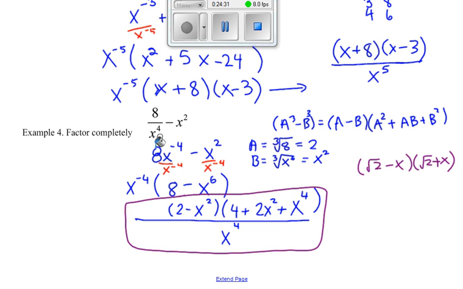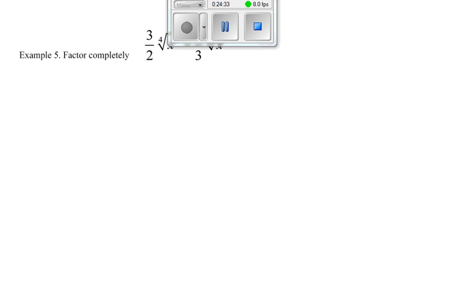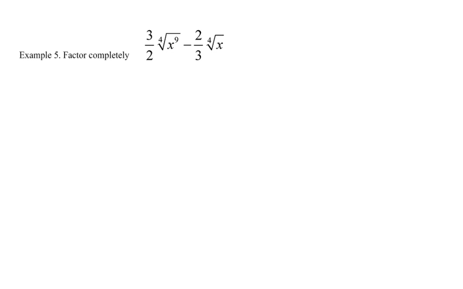All right, moving on. Let's not waste time. Should we try this one, or do we want to skip this one? It's very similar to what we just did. Oh, I know why we need to do this one. Okay, let's do this one.